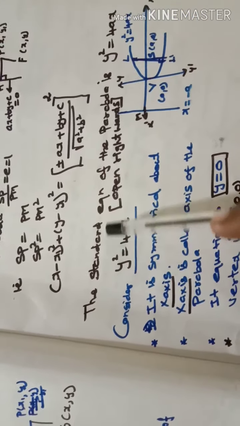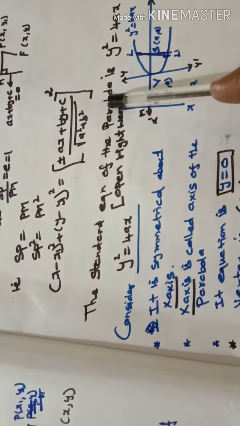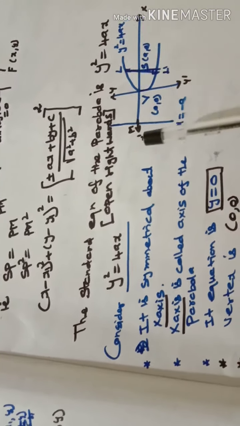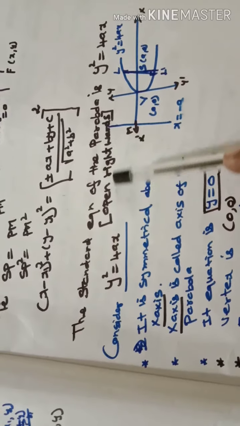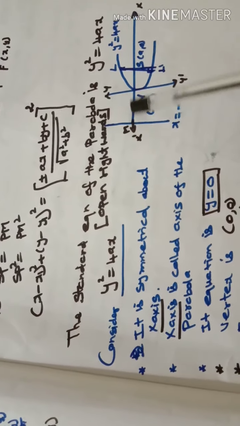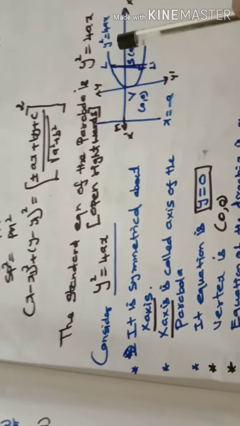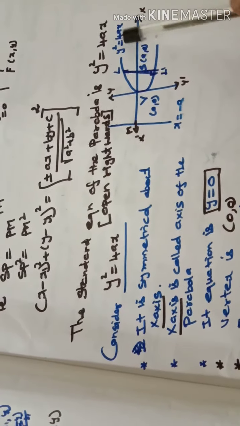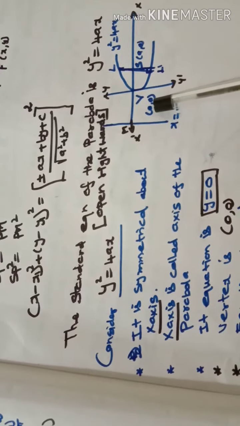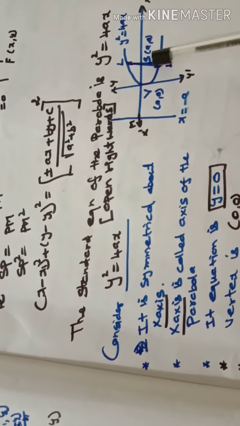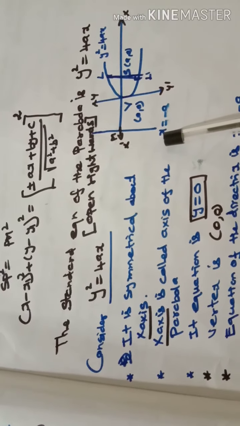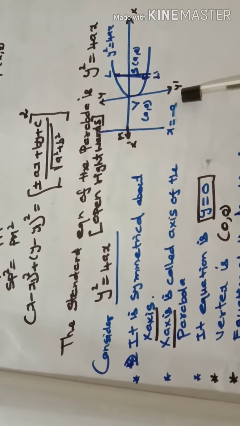The standard equation of the parabola, next point, is y square equal to 4ax. This is of the type open rightwards. See the curve here. This is x-axis, y-axis. The curve is open rightwards. So here vertex is what? 0, 0. So focus is what? a comma 0. And this is called directrix, x equal to minus a.